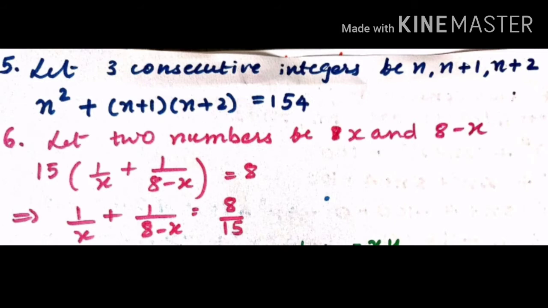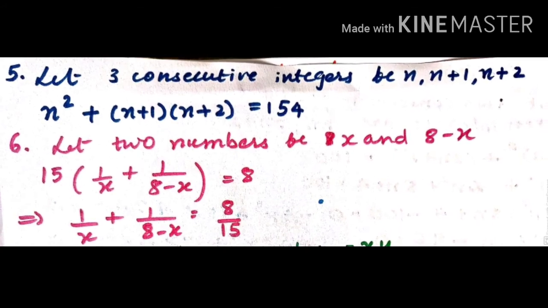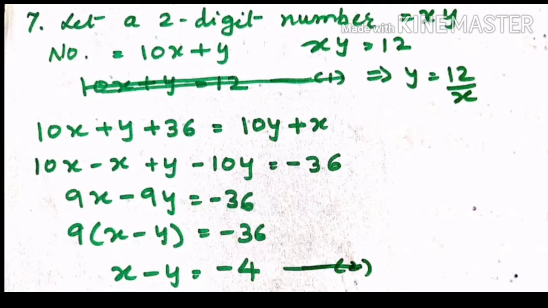Now how do you solve the next? You have to take LCM, as x is there, so there you have to write 15, 8 minus x. You will multiply by, then 8 minus x you will multiply by 15x, and on the right side you will multiply by x and 8 minus x, and then you have to simplify it and get our standard form of equation and then solve it by factor method. Now let us move on to next question, that is question number 7.